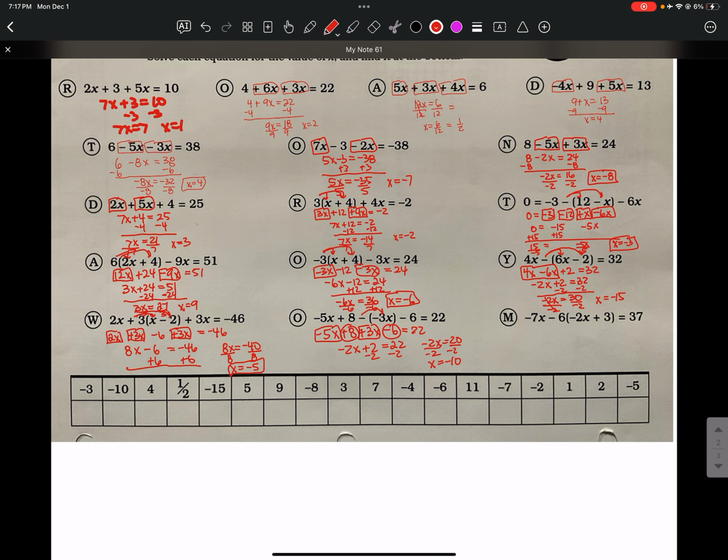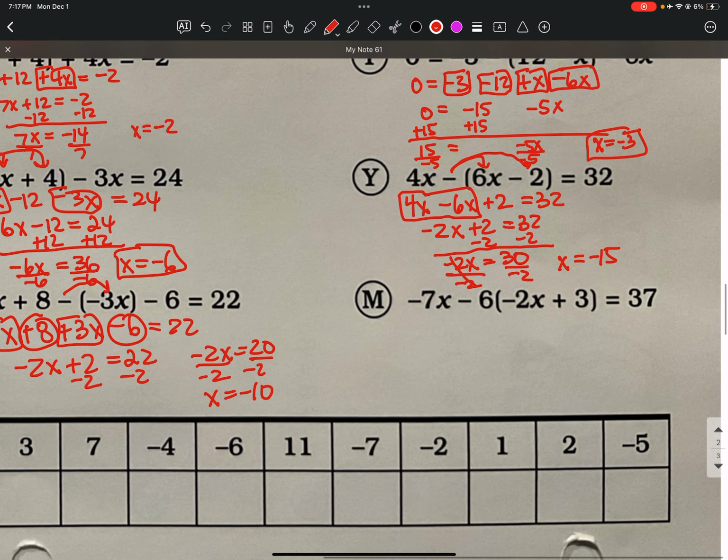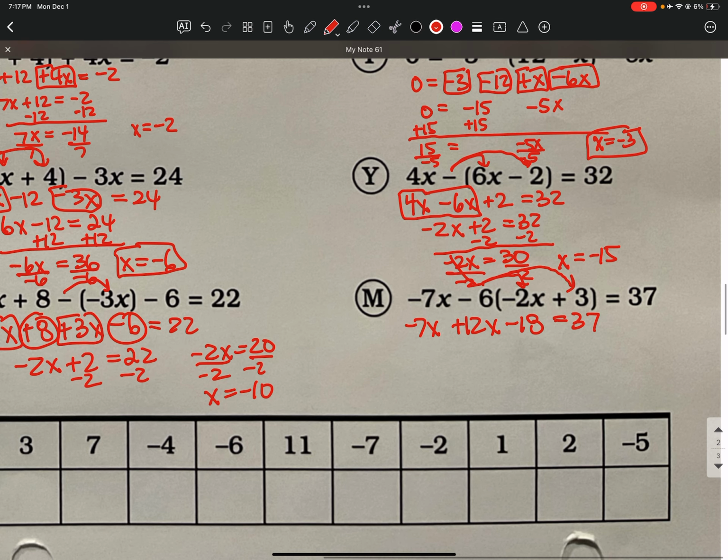So let's see. Negative 7x. Negative 6 times negative 2x is positive 12x. Negative 6 times positive 3 is negative 18, equals 37. So negative 7x plus 12x is 5x, minus 18 equals 37. Let's add 18. That's 5x equals 55. So divide by 5. x equals 11.